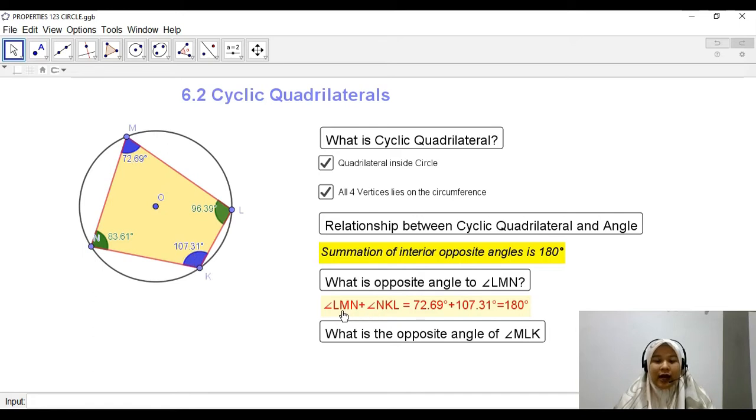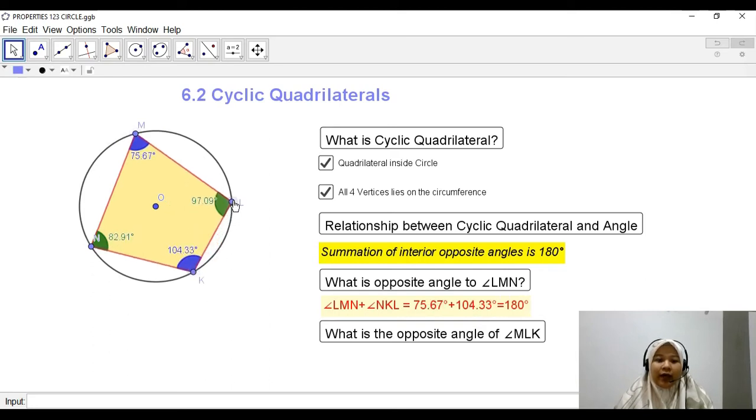So, here I show you the calculation. Angle LMN plus angle NKL equals 72.69 plus 107.31, and we will get 180 degrees. If we move point M, or we move point K, or we move point L, the angles are changing, but the summation is still the same. It's still 180 degrees.